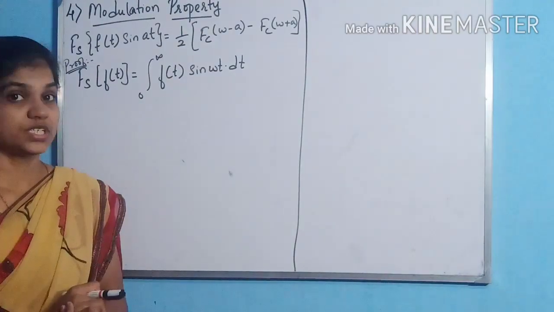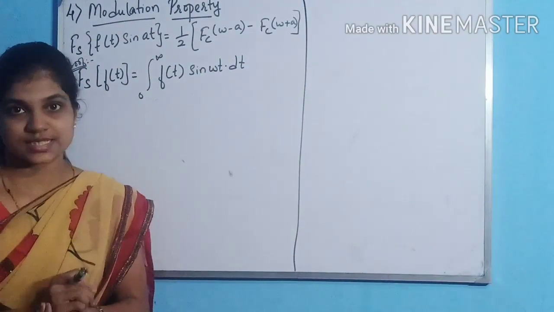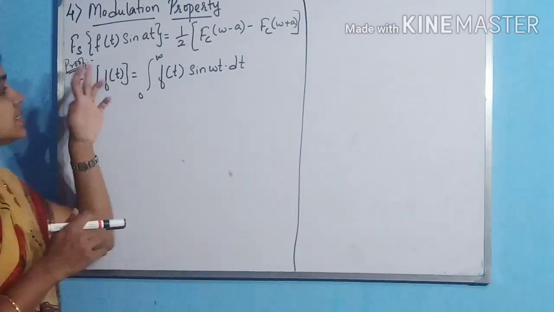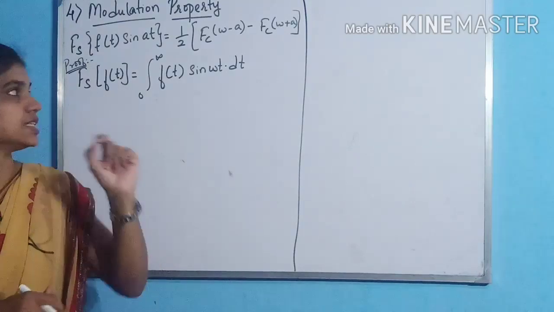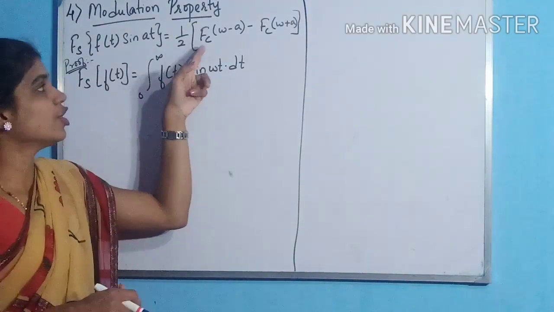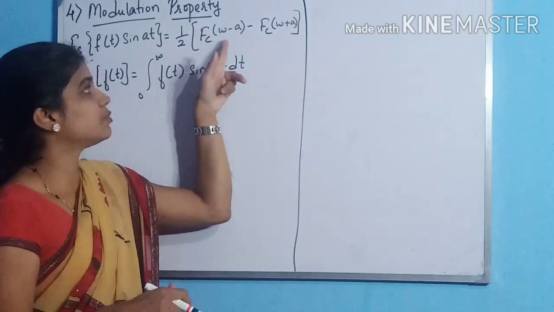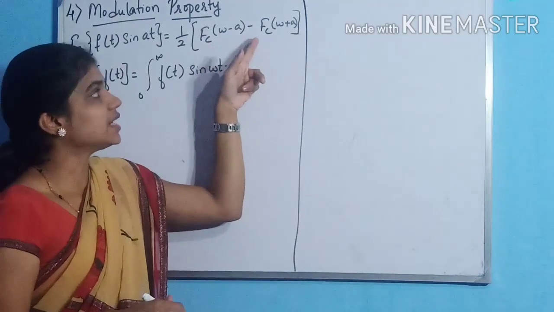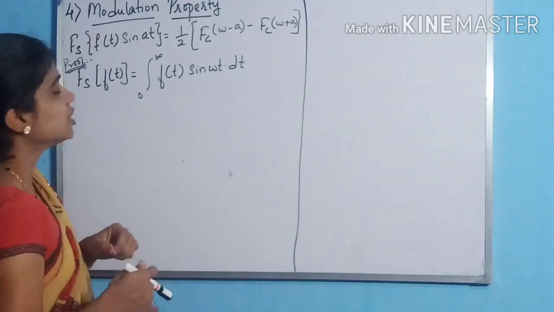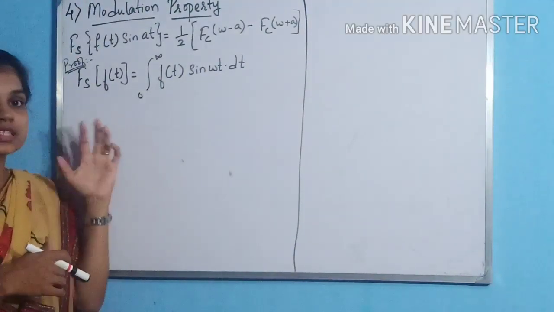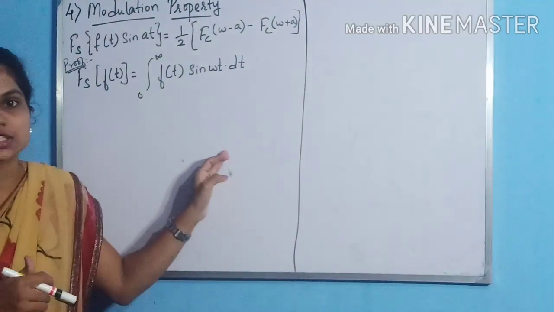The fourth property, or the modulation property, states that the Fourier sine transform of f(t) sin at is equal to half of the Fourier cosine transform of omega minus a, minus the Fourier cosine transform of omega plus a. Right? So we are going to define the sine transform and the cosine transform first.